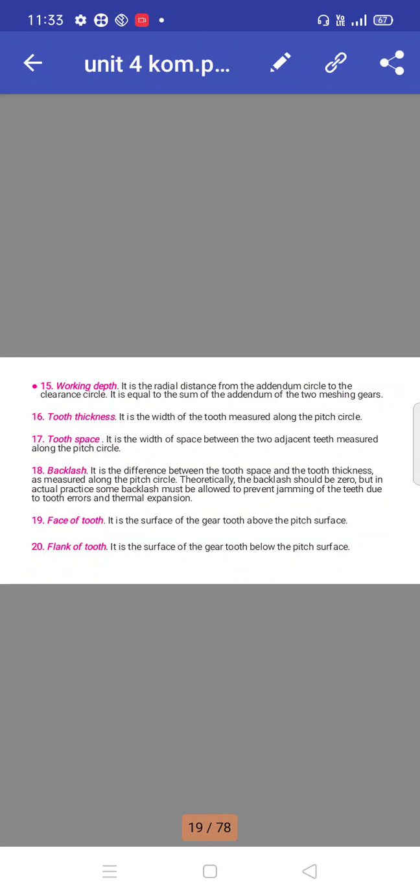Then the gear terminologies are continued. Next one is working depth. It is the radial distance from the addendum circle to the clearance circle. It is equal to the sum of addendum of the two mating gears.